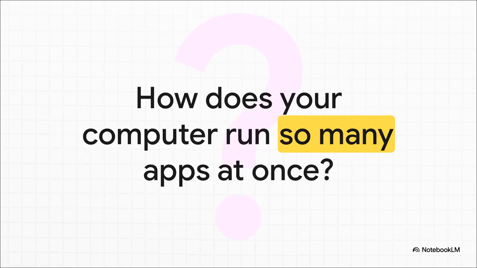So this brings us to what is really the central magic trick of modern computing. How can your computer run your music, your web browser, and your word processor all at the same time? The secret is, it isn't. It's not doing them all at once. The trick is switching between them so incredibly fast that it just looks like it is.